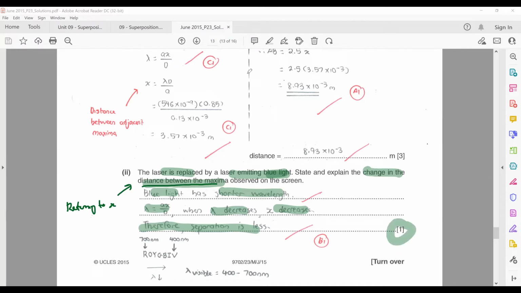They only need to know what happens with some explanation, because they call it state and explain. So you have to have those 2 points. Blue light has shorter wavelength, therefore separation is less. The one statement in the middle is something like an explanation to connect both together. Blue light has shorter wavelength, so according to the equation, lambda equals ax divided by d, when lambda decreases, x decreases. Therefore, your separation will be less. Okay.